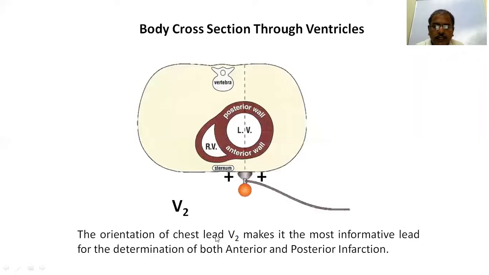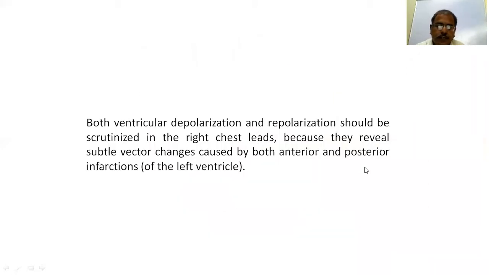So the orientation of chest lead V2 makes it the most informative lead for the determination of both anterior and posterior infarcts. Both ventricular depolarization and repolarization should be scrutinized in the right chest leads because they reveal subtle vector changes caused by both anterior and posterior infarcts of the left ventricle.